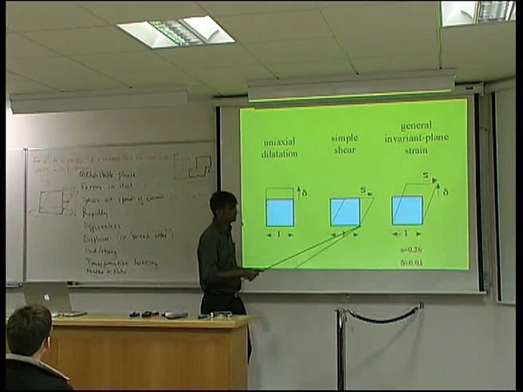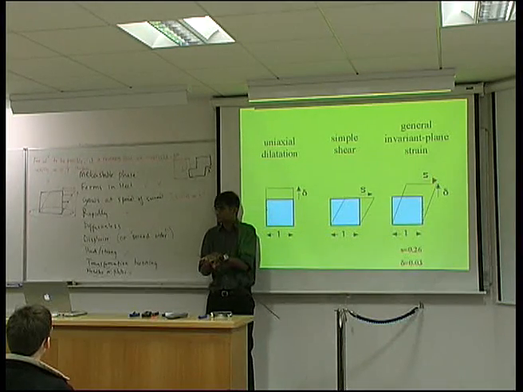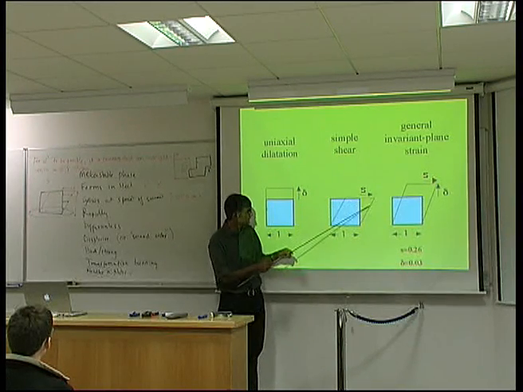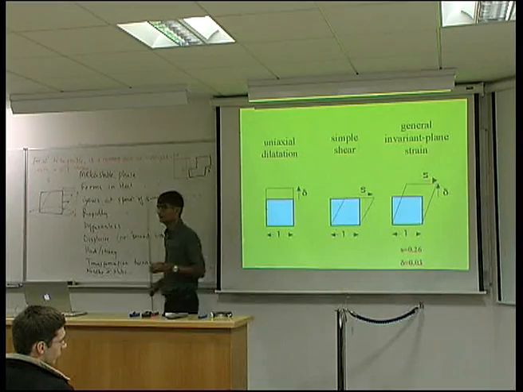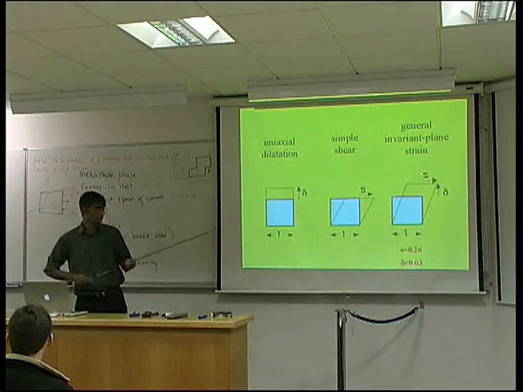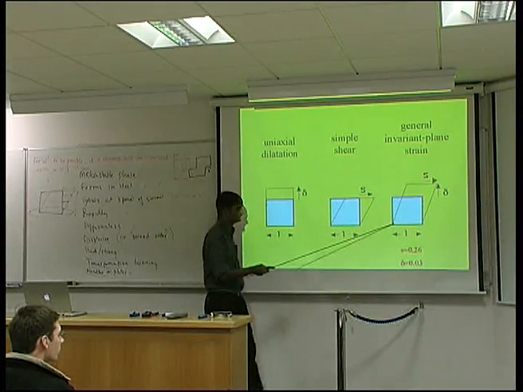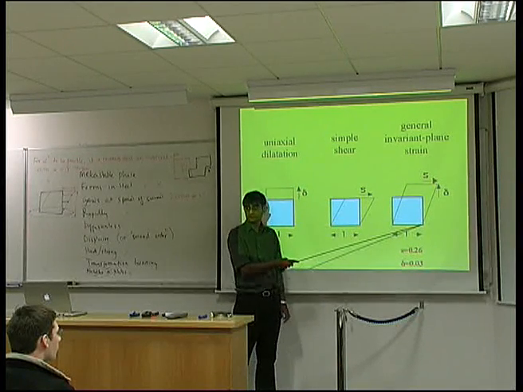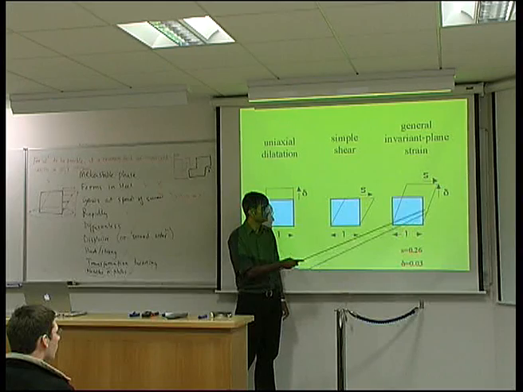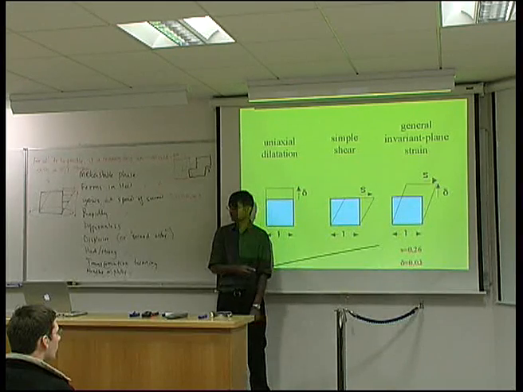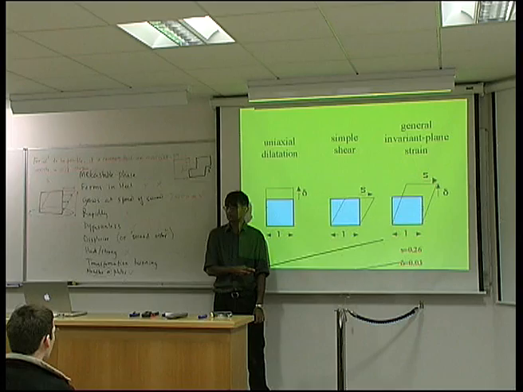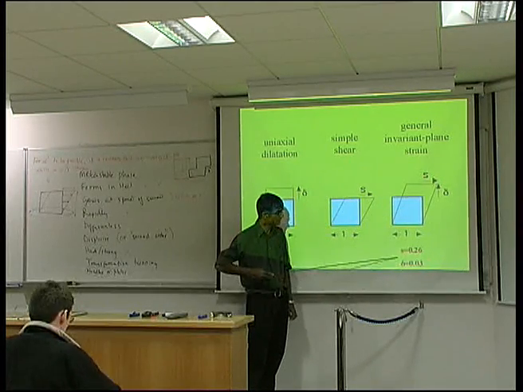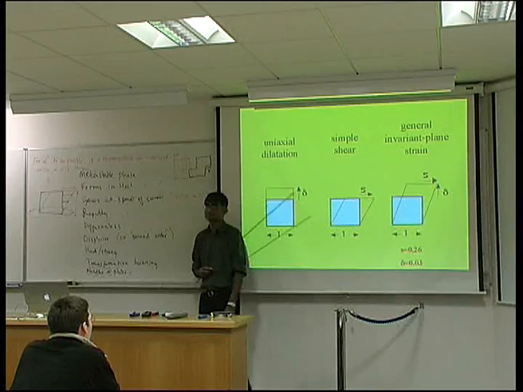This is a shear. For example, when we have slip deformation, it doesn't change anything in the slip plane, but we have a shear deformation. If we combine the two, then we get the most general invariant plane strain. That means this deformation leaves this plane undistorted and unrotated. We have a volume change due to the transformation from austenite to martensite, and we have the shear deformation, and these are typical magnitudes of delta and S.